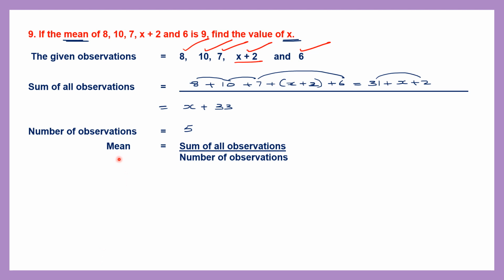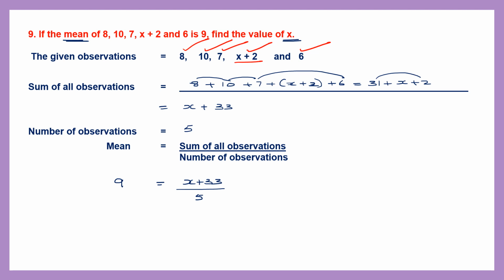Now if you see, mean is already given to us. It's given to us as 9. The mean is 9. The question says that. So here, instead of mean, we're going to substitute and write 9. And here, sum of all observations also we have found. It's x plus 33. So let's write that: x plus 33 divided by the number of observations, which is 5. So this is what we have now.